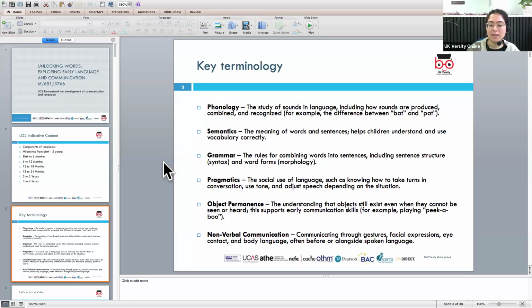The next one is object permanence, which is the understanding that objects still exist even when they cannot be seen or heard. This supports early communication skills, for example, playing peekaboo. Now, do you have any idea about object permanence by any chance?